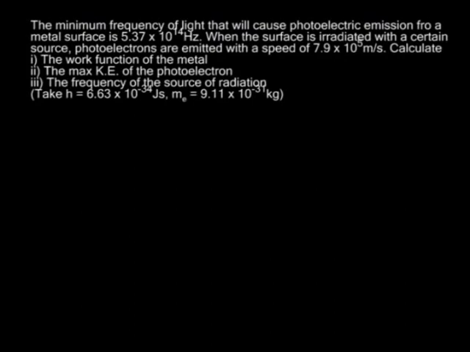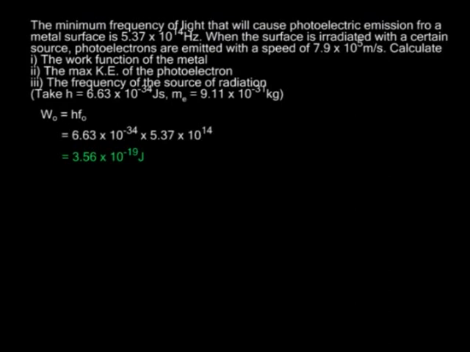2. The maximum kinetic energy of the photoelectron, and 3. The frequency of the source of irradiation. We have been given the Planck's constant and also the mass of an electron. Solution: work function W0 is equal to hf0, and if you multiply that, we shall have 3.56 times 10 to power negative 19 joules.